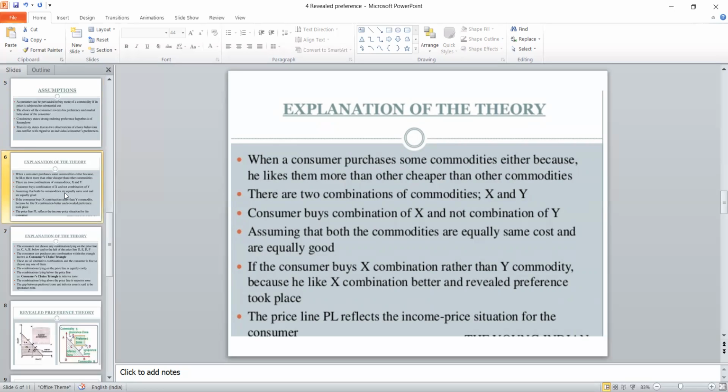Because both products are the same, suppose there are two phones, Samsung and another, Redmi. Samsung is preferred, which means it's a strong ordering. There is equal configuration, equal memory, equal camera, but still Samsung is ordered. Then it is called strong ordering. Here the combination of X is right to prefer, and he is revealing the preference that has taken place. Strong ordering of X. The price line PL reflects the income and price situation of the consumer.